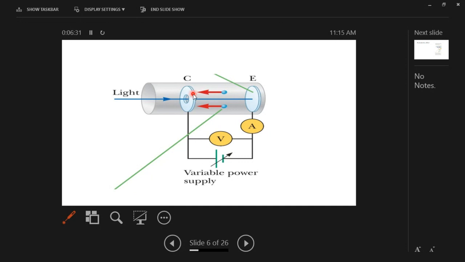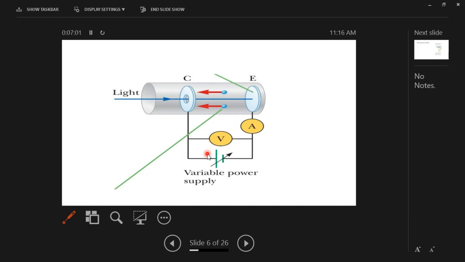down, and eventually they are going to stop, and some of them might even stop before getting to the other plate. So there is a certain potential that you can apply here that makes all the photoelectrons stop before getting to this other plate, and as a result you wouldn't see any electric current in the circuit. That is what we call the stopping potential.